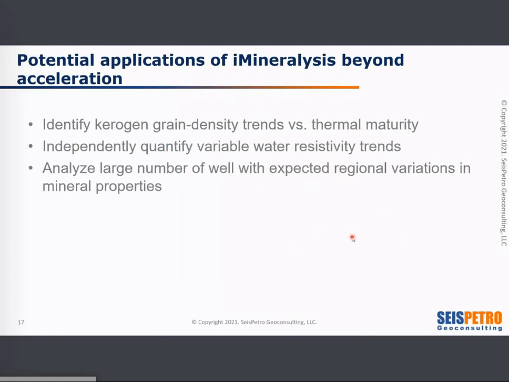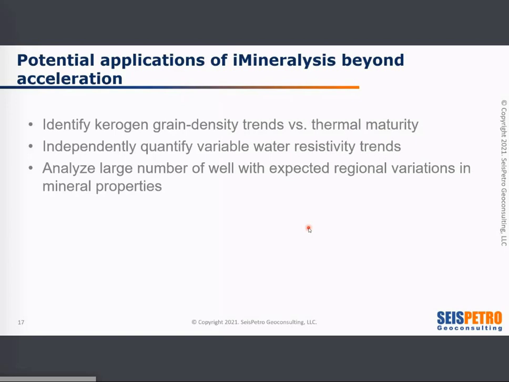So, the potential application of iMineralysis beyond acceleration. One of the clear advantages of iMineralysis is the acceleration of the multimineral analysis inversion. But in addition to that, because of this quick way of solving the multimineral analysis, you can also identify kerogen grain density trends versus thermal maturity, for example. You can also independently quantify variable water resistivity trends. You can analyze a large number of wells with expected regional variations in mineral properties.